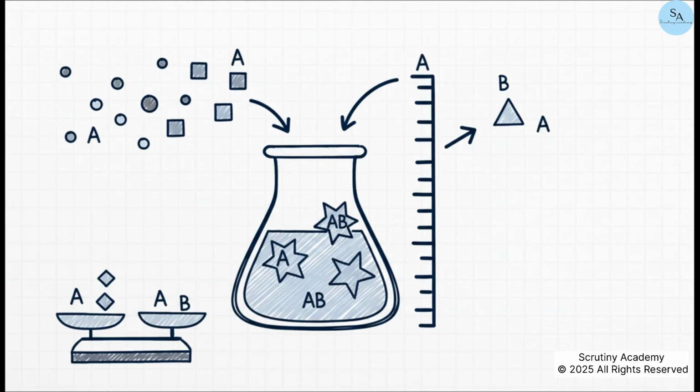And that's exactly what a limiting reagent is. It's the reactant, the ingredient, that gets completely used up first, and it stops the whole reaction in its tracks. It dictates the maximum amount of product you can ever hope to make.